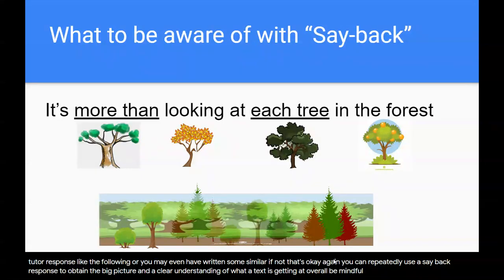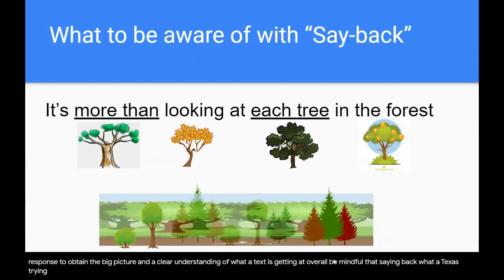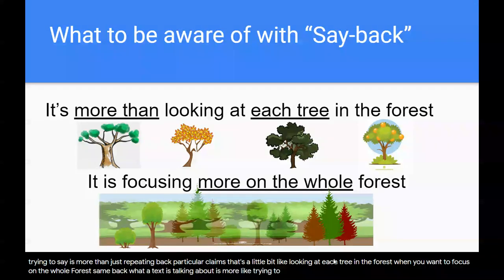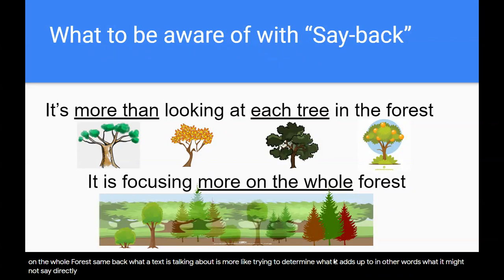Be mindful that saying back what a text is trying to say is more than just repeating back particular claims. That's a little bit like looking at each tree in the forest when you want to focus on the whole forest. Saying back what a text is talking about is more like trying to determine what it adds up to. In other words, what it might not say directly.